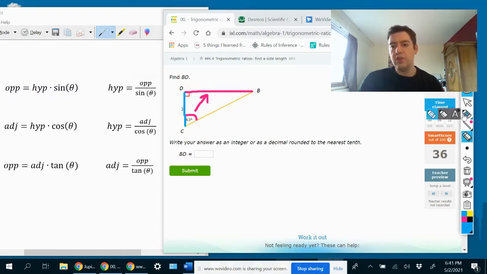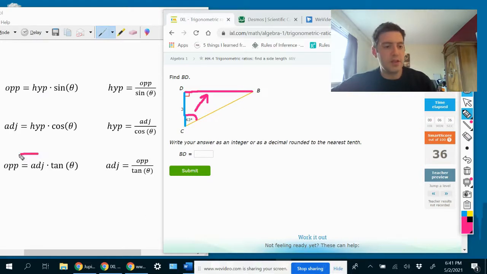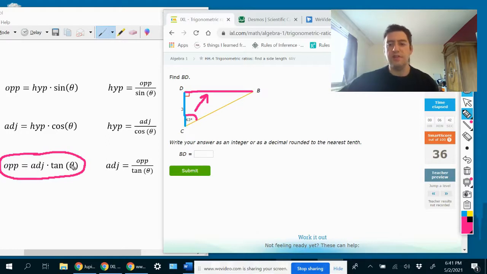Yeah, actually we could use this equation. The length of the opposite side is equal to the length of the adjacent side times the tangent of theta. Okay, so let's plug in what we know. You know what? I'm just going to do it instead of writing it over again. I'll do it over here.